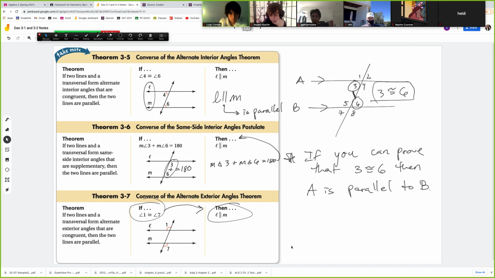So, when would you use the converse? You would use the converse if you're trying to prove that they're parallel. You would use the actual theorem, right? Alternate interior angles theorem, corresponding angles theorem, alternate exterior angles theorem, right? Corresponding angles theorem. What is it? The same side interior angles postulate, same side exterior angles postulate. You would use all those when the lines are parallel to prove the angles are congruent. You use the converse of each of those to prove that the lines are parallel.